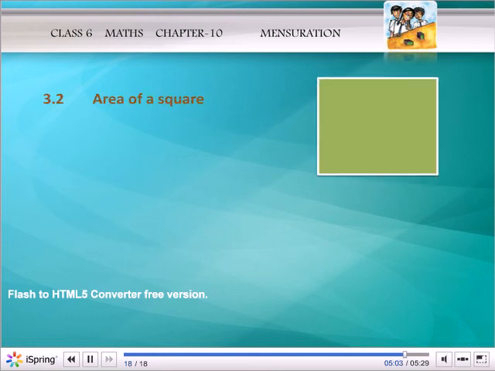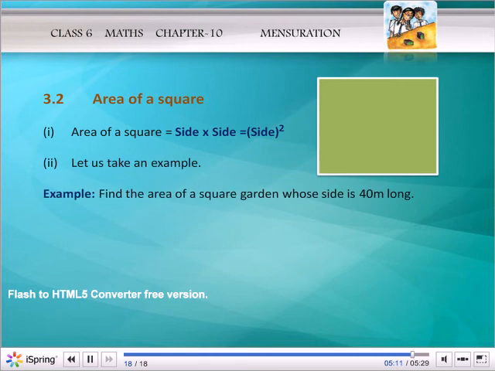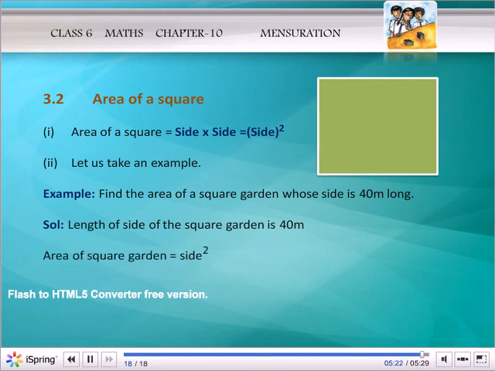Area of a square. Area of a square is equal to side into side, which is side square. Let us take an example. Example. Find the area of a square garden whose side is 40 meters long. Solution. Length of side of the square garden is 40 meters. Area of square garden is equal to side square, which is 40 into 40, equal to 160 m square.